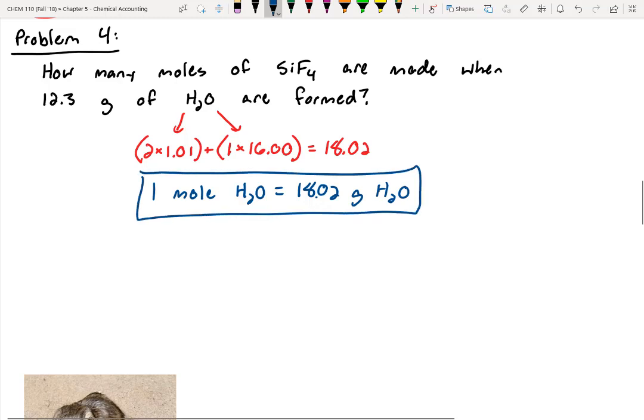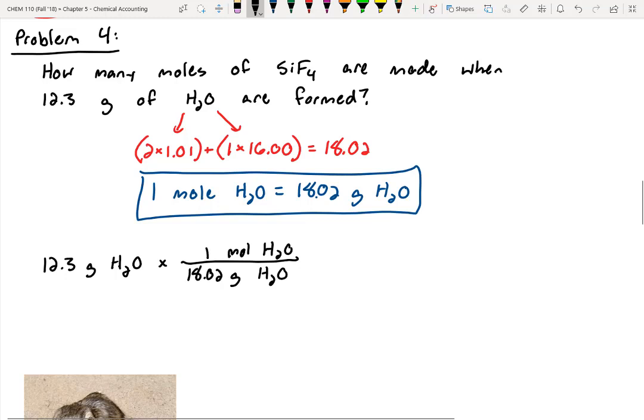All right, so let's try to set it up in a similar manner. We'll say, okay, we've got 12.3 grams of water. We need to convert that to moles. So what I'm going to do is put grams of water on the bottom, put moles of water on the top, and will the 18.02 go on the top or bottom? It's got to go on the bottom with the grams unit, right? Because 18.02 in our unit conversion was paired with grams.